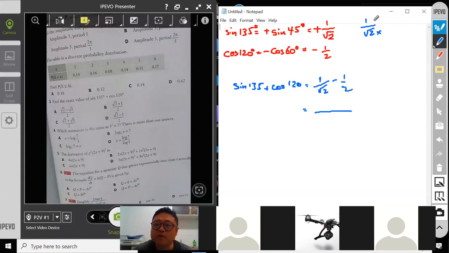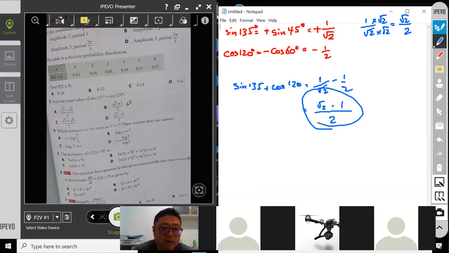What would you do to both top and bottom to rationalize the denominator? Would you multiply it by root 2? Yep, and if you do that to the bottom, you do that to the top. Root 2 times root 2 is 2. So it's root 2 on 2. So it's root 2 minus 1 on 2, and that's your overall answer. So D. Yes, D. Okay, that makes sense. Thanks heaps.